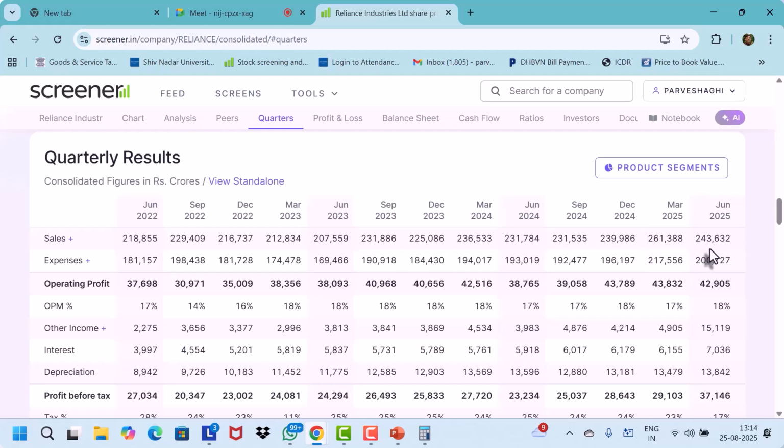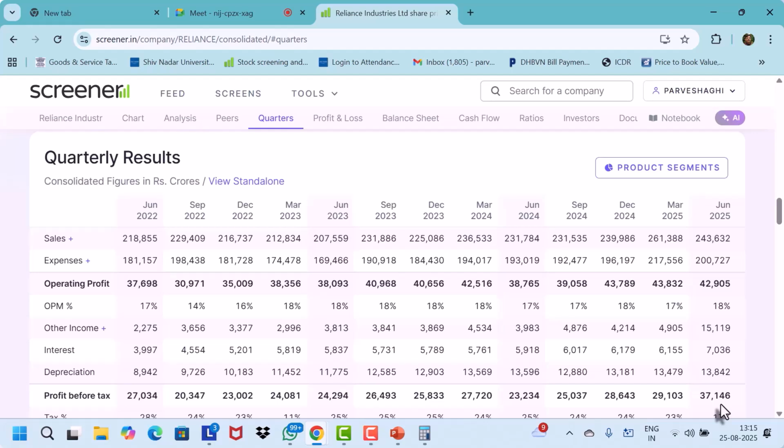But what happens to the profit this quarter? The profit has gone up from how much to how much? What is the profit in the March quarter? And what was the profit of the company in the June quarter, profit before tax? So in March it was 29,103 and in June it has gone up to 37,146 crores. Substantially, isn't it? It's gone up. But what is the major line?